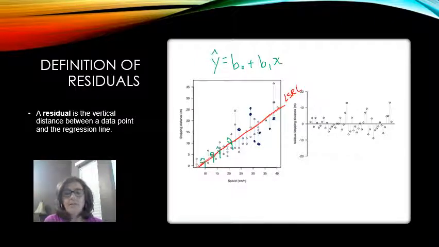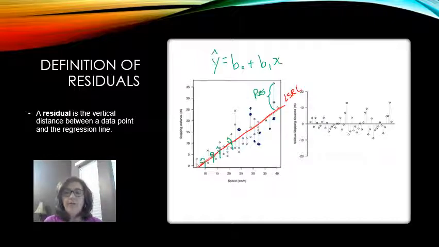So what is a residual? The residual is the distance between the least squared regression line, which is made up of all the y hats, and the data points. It's the vertical distance, so it's actually going to look like this. This is your vertical distance right here. This is your residual.